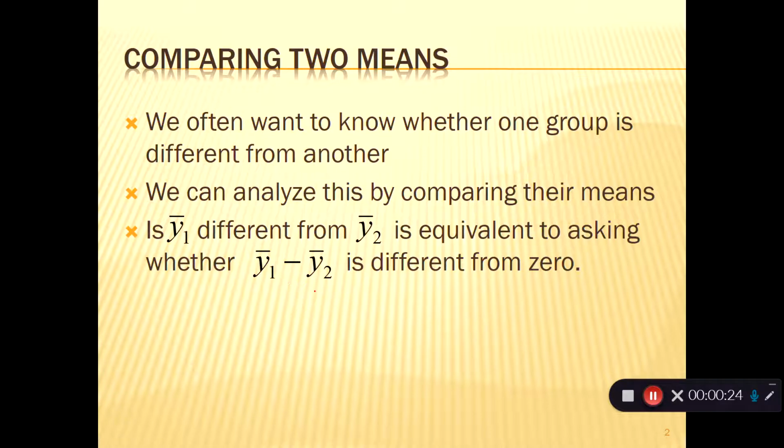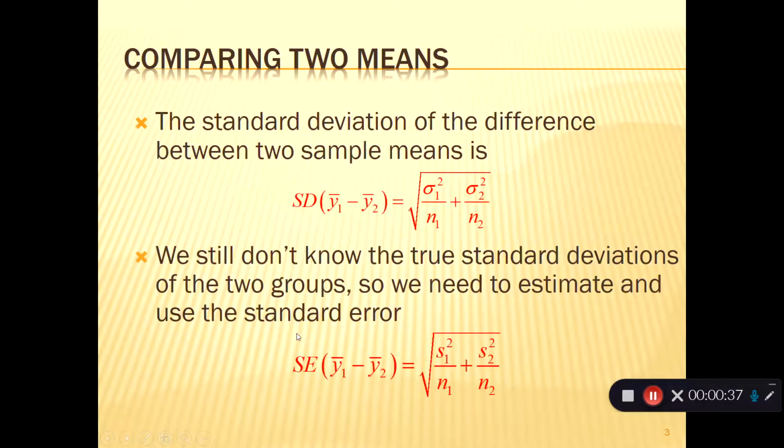In other words, if I subtract them, if this one's bigger, then the result would be positive. If this one's bigger, the result would be negative. If they're exactly the same, the result would be zero. So we want to know, is it different than zero? So we need the standard deviation.